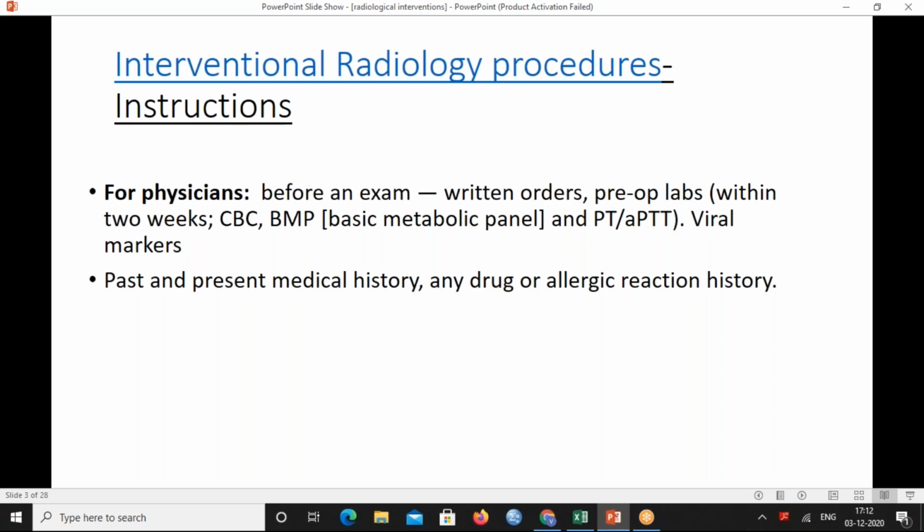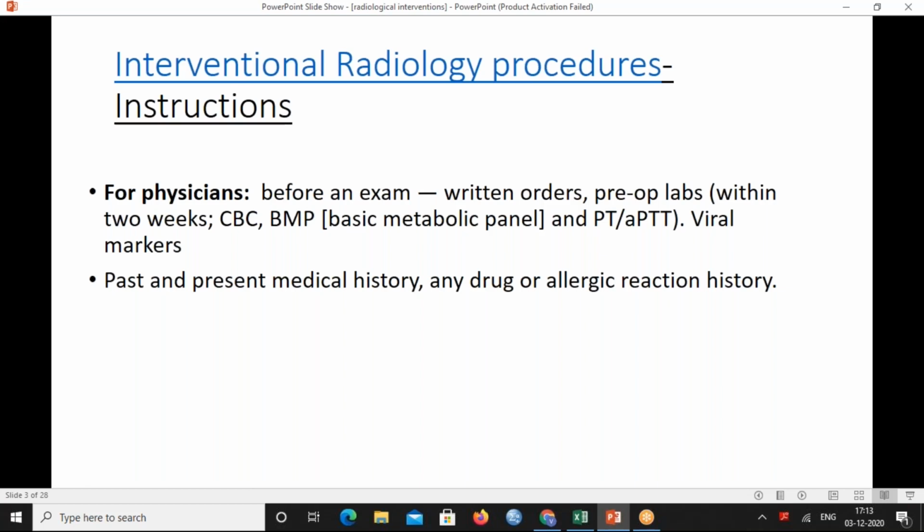There should be a clear-cut order from the physician stating the main indication for which the IR procedure is to be done. For better planning of the IR procedure, specific clear-cut instructions should be given, and pre-op investigations like lab investigations should be recent, not more than 2 weeks old. Complete blood count should be there. The LFT, KFT, and other metabolic panel, if required, should be done beforehand. And the coagulation profile, the PT, APTT of the patient, and the platelet count should be done and reviewed before the procedure. And the viral markers.